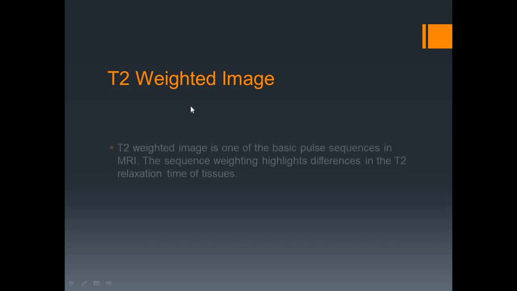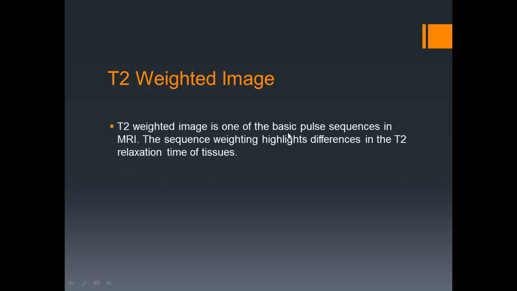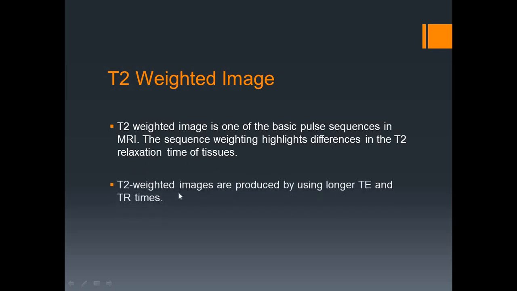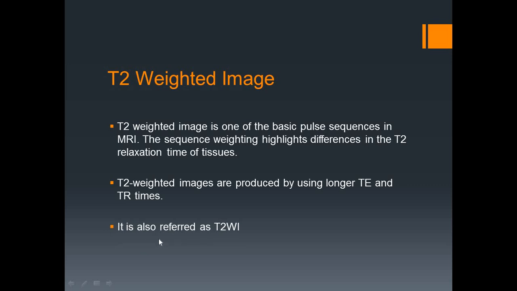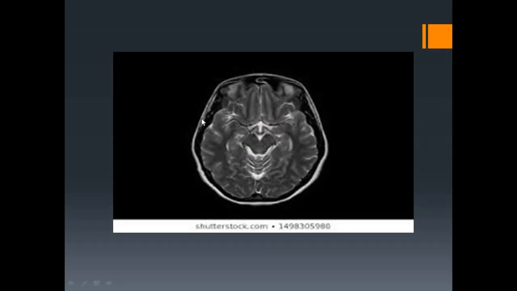T2 weighted image. The T2 weighted image is one of the basic pulse sequences in MRI. The sequence weighting highlights differences in the T2 relaxation time of tissue. T2 weighted images are produced by using longer TE and TR times. It is also referred to as T2WI. So it is the image that highlights the T2 relaxation time of the tissue. Here is a picture of a T2 weighted image.